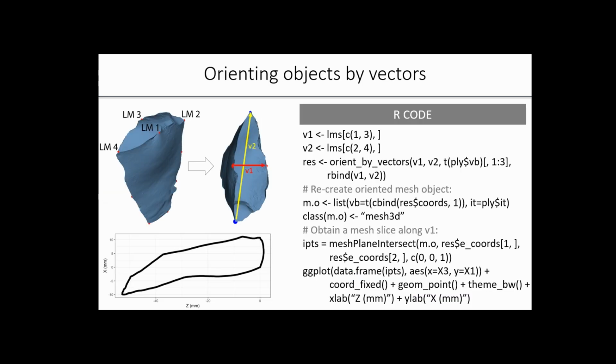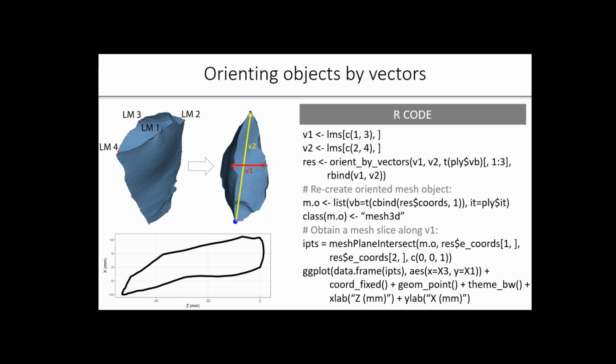Well, you can also orient objects by two vectors. And this might seem like a silly thing to do, but it's actually quite useful because it allows you to orient objects in a standardized way using two main attributes of interest. So what this function does is it simply rotates the object so that the first vector that you input is on the x-axis with the first point having a value of 0, and that the second vector is parallel to the xy plane with the first point having the lowest y value.